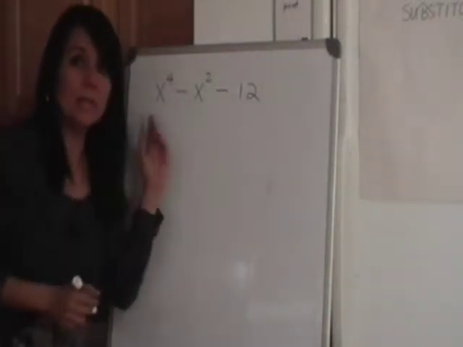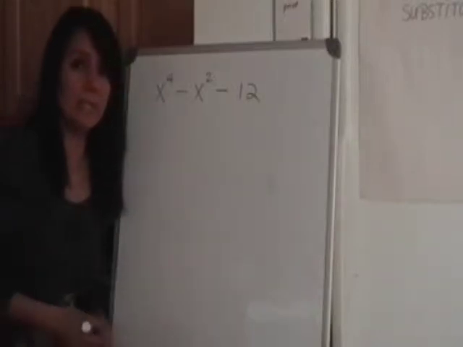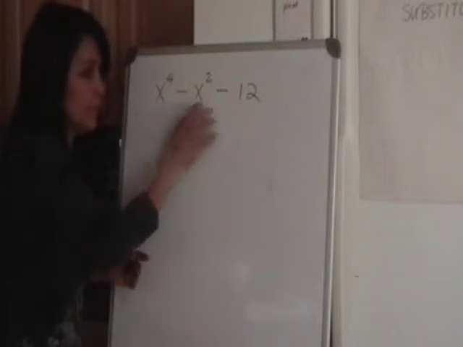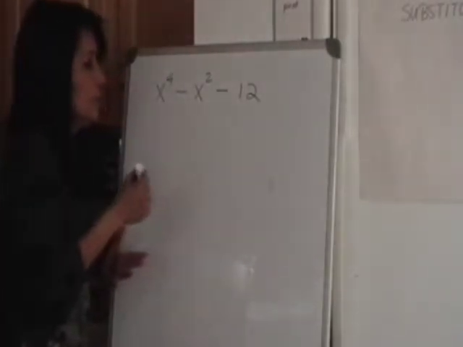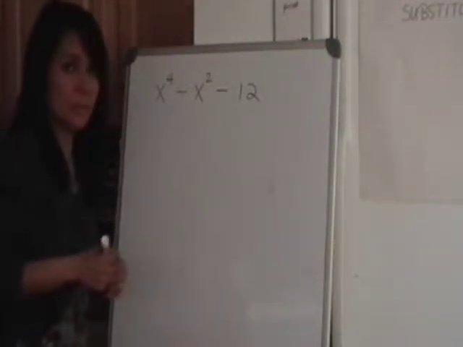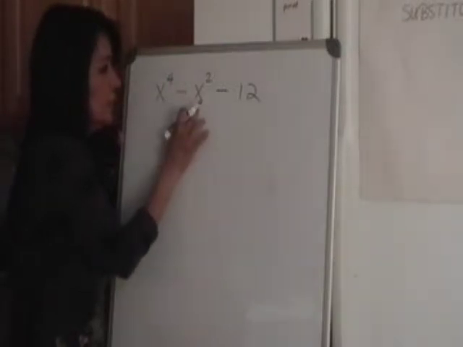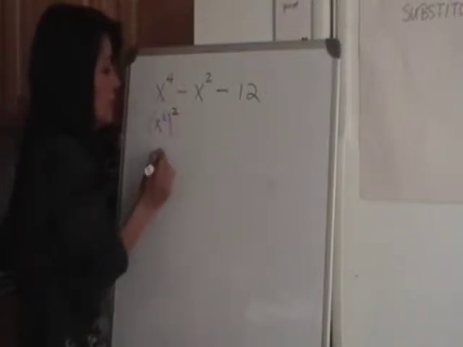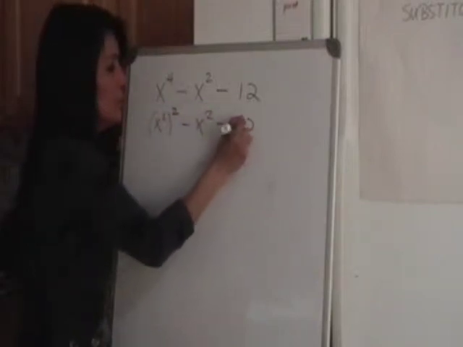Okay, now let's talk about factoring by substitution. So if I have this problem, x to the fourth minus x squared minus 12, well, this doesn't look like a trinomial, right? But you say, well, that's degree 4, so it doesn't look like a trinomial square or a quadratic trinomial. However, you notice that x to the fourth and x squared are related in such a way that this is really the square of this. Namely, x to the fourth can be written as x squared, the quantity squared, minus x squared minus 12.